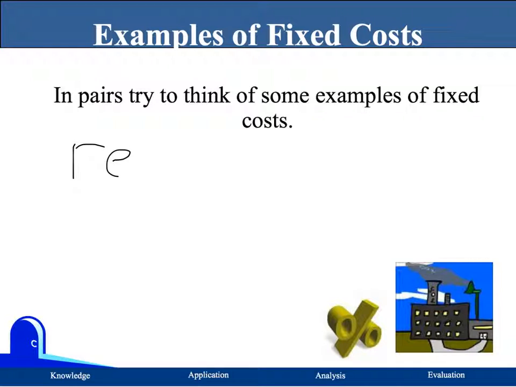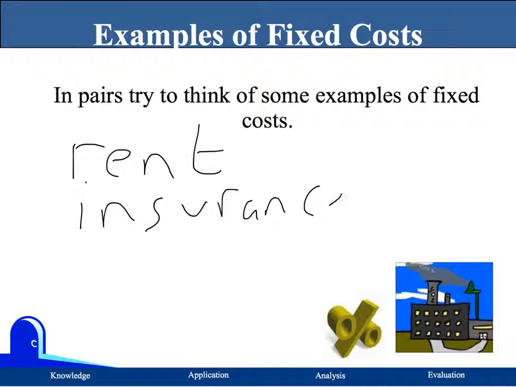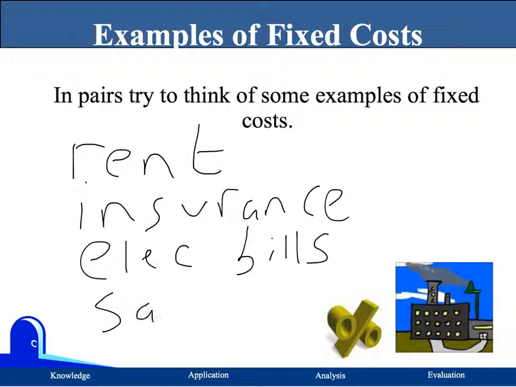Rent will still have to be paid. Insurance. Electricity bills. Staff that are paid salaries will still have to be paid. These costs do not change in relation to output, so they are what we call fixed costs.